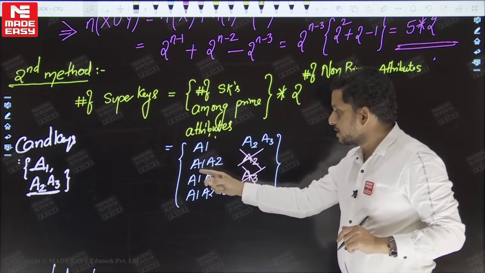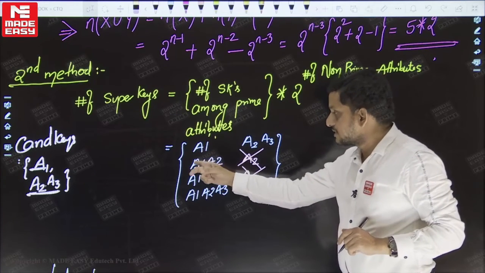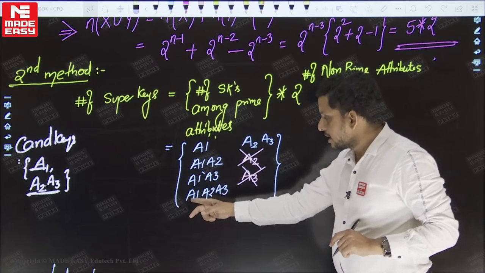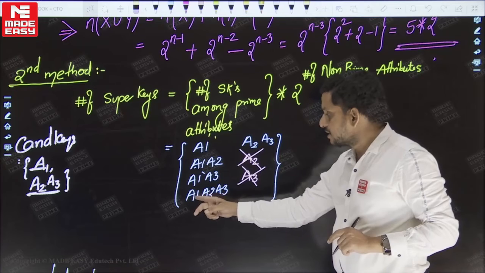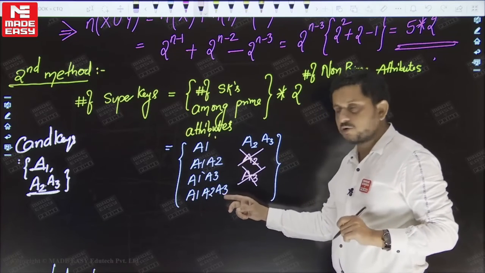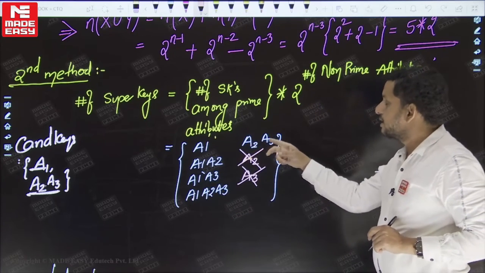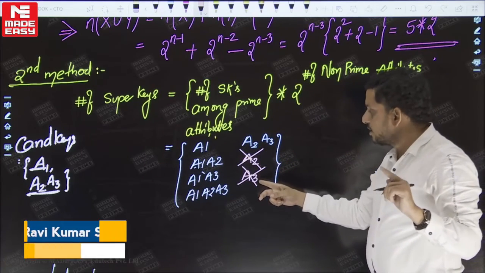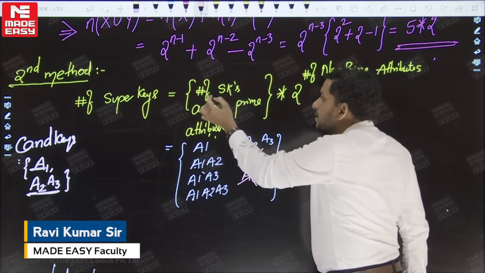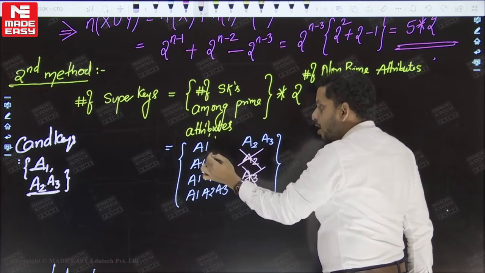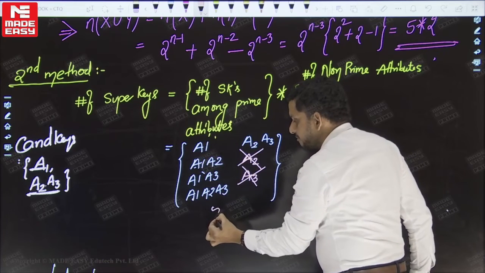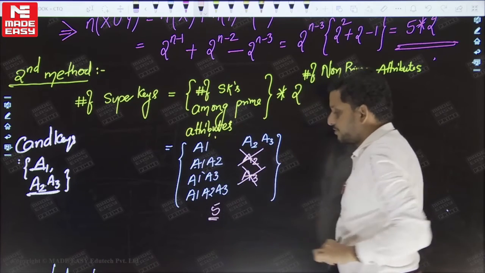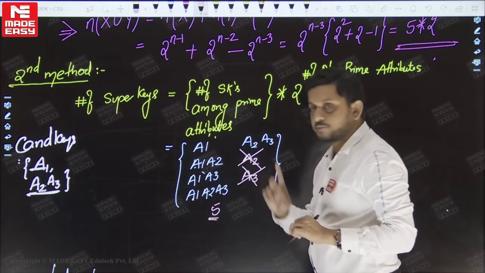So A1 is one super key. A1 combined with A2 is one super key because A1 is a candidate key. A1 combined with A3 is one super key because A1 is a candidate key. A1 combined with A2, A3 is one super key because A1 is one candidate key and A2, A3 is also one candidate key. A2, A3 combinedly is one super key because it's also one of the candidate keys. But only A2 is not a super key and only A3 is not a super key. So number of super keys among prime attributes: 1, 2, 3, 4, 5. Five super keys are possible among prime attributes.